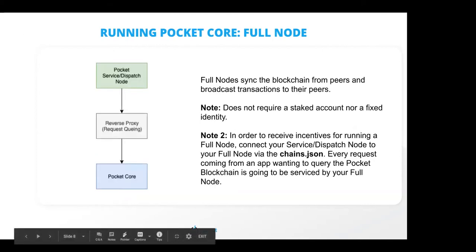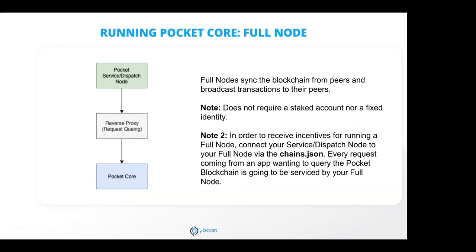The third node is gonna be the full node. The reason I want to talk about the full node specifically is because the Pocket network can serve requests to the Pocket blockchain. For example, our block explorer, our wallet, and our dashboard are all gonna use the Pocket network to fetch data from the Pocket blockchain and submit transactions, which means that any service dispatch node can register itself to serve requests for the Pocket network.